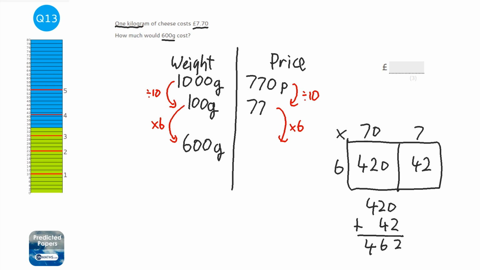264. So it's 462 pence, but in pounds it would be £4.62. Last thing, just check it makes sense. Well, we've got just over half, so therefore the price is just over half. So it looks good to me.